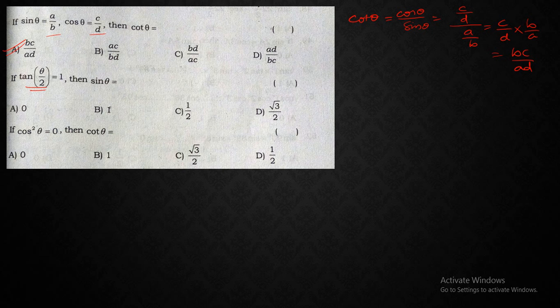Next, tan theta by 2 is equal to 1. So where will you get 1 in tan? At tan 45. So on comparison, theta by 2 is equal to 45 degrees. So clearly theta is equal to 90 degrees. So if theta is equal to 90, sin 90 is equal to 1. Next, cos square theta is equal to 0. When cos is 0, it is cos 90 degrees. That means theta is equal to 90 degrees. Then cot 90 is 0.